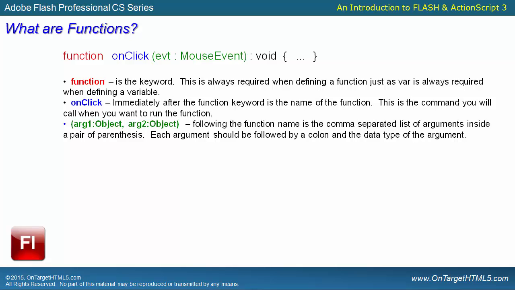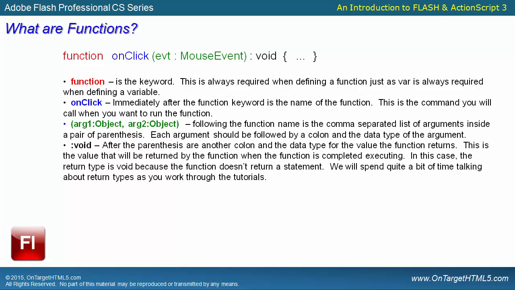Following the function name is the comma-separated list of arguments inside a pair of parentheses. Each argument should be followed by a colon and the data type of the argument. And in this particular case, you'll see that I've got two objects. One is the event object, and one is a mouse event object. They don't always have to be objects, as you'll see as we work through the tutorials.